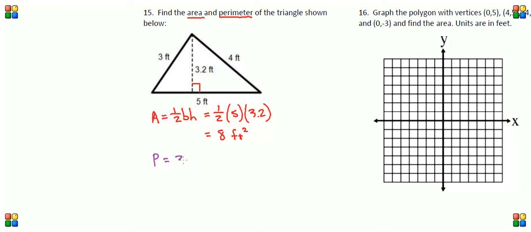Perimeter is just going to be 3 plus 4 plus 5 feet, and that is equal to 12 feet. And that is going to be just in feet, not feet squared, because that is a measure of distance. If you walked around this triangle, you'd actually be walking 3 feet, then you'd walk another 5 feet, and you'd walk another 4 feet. So you've got 3, 5, and 4. We're going to add those together, and we end up with a perimeter of 12 feet.